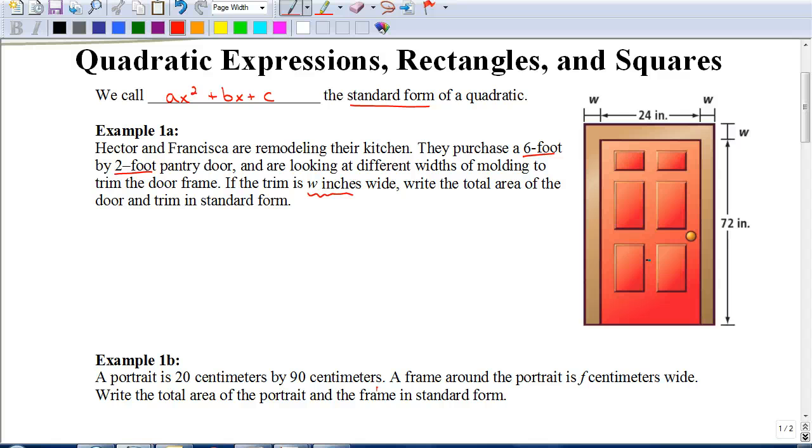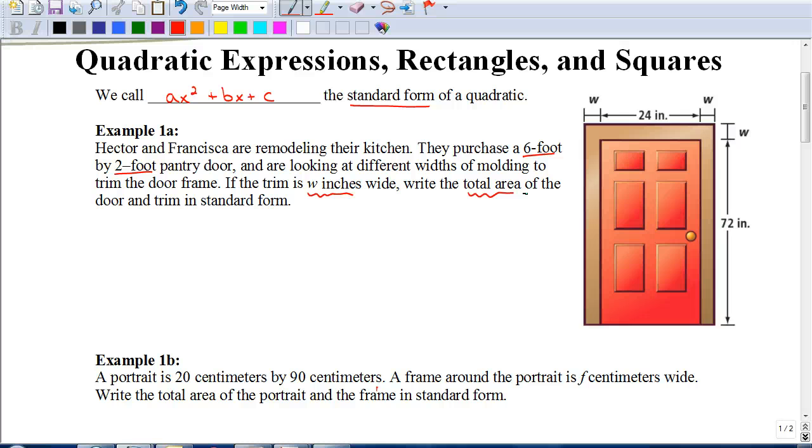And a little bit about molding. It goes around the door, but obviously you're not going to have molding along the ground because you're not going to want to trip over it. So in this case, our molding just goes around 3 sides of our rectangular door. And the key here is they're asking us for the total area. I'll talk more about that in a second.